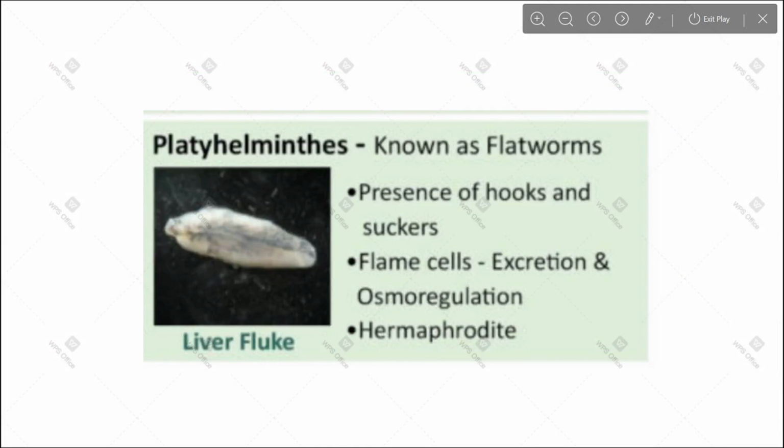The platyhelminthes are known as the flatworms. They have the presence of hooks and suckers. Excretory organs can be in the form of flame cells, and these flame cells also have a role in the process of osmoregulation, that means the maintenance of the osmotic balance in their body. They are also hermaphrodite, and the classical example is the liver fluke.